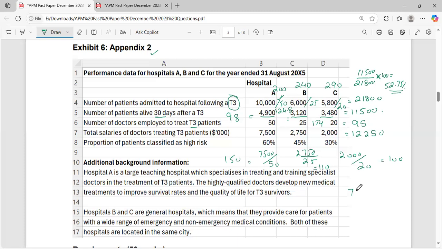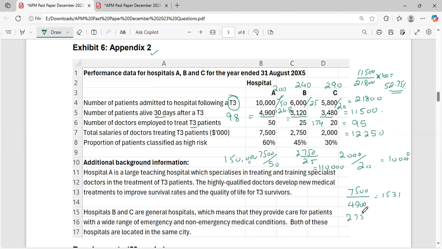Then we have 7,500 divided by 4,900 patients who can survive. It is 7,500,000, so I will say 7.5 million. You can say it's not 150, it is 150,000, 110,000, and we have 100,000. Similarly, 7.5 million divided by 4,900. Here we have 130 per patient, almost 131.